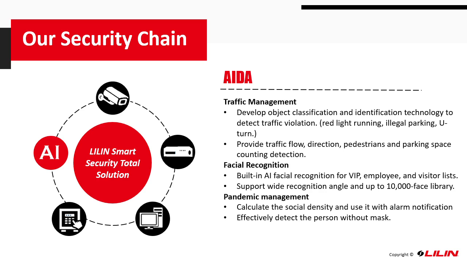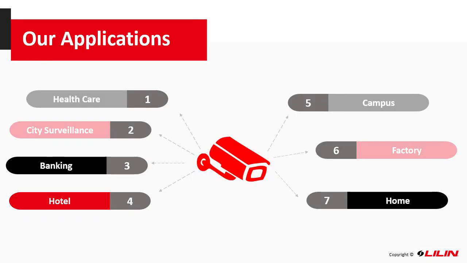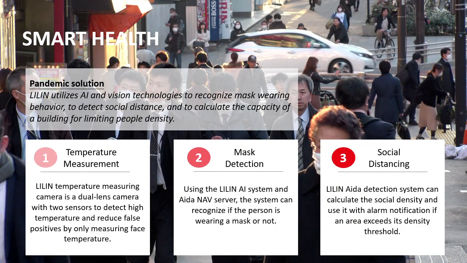So this is some application I would like to introduce you, because people only remember exact or practical examples. So this is the first example, we call it smart health. We are able to provide a temperature measurement solution using a dual lens camera, and we are able to provide mask detection using our AI capabilities, and we're also able to provide social distance capabilities. So in the premise area, if you don't respect the social distance, then we can generate an alert.